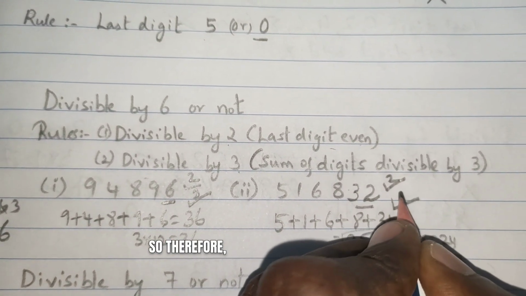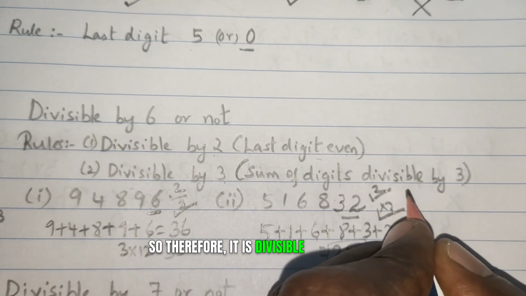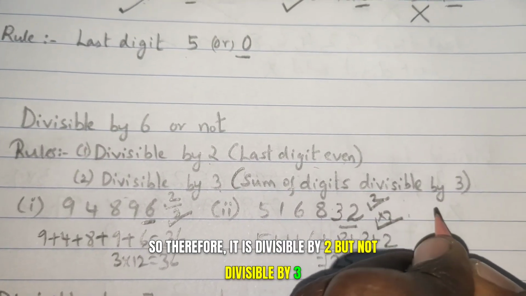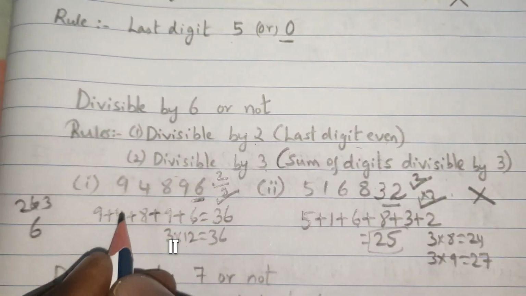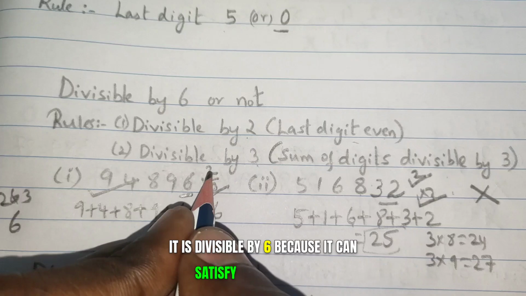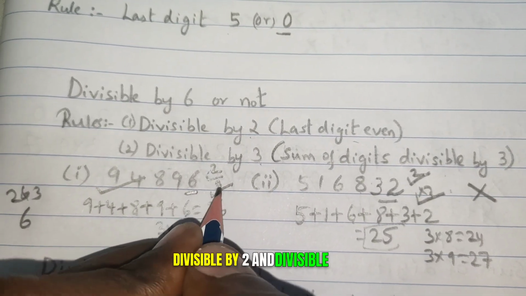So 25 is not divisible by 3. Therefore it is divisible by 2 but not divisible by 3, so it is not divisible by 6. A number is divisible by 6 only if it satisfies both conditions, divisible by 2 and divisible by 3.